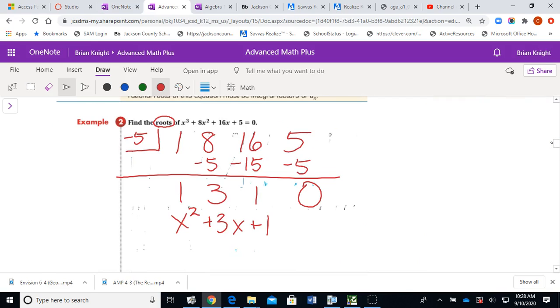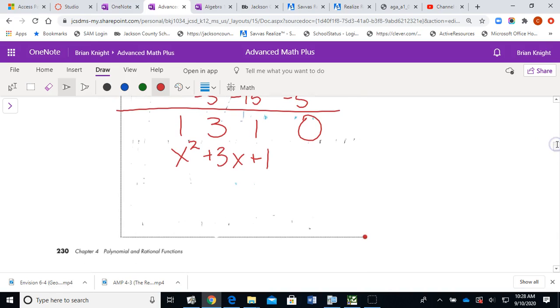So, here, can we factor that? I know one answer right now is x equals -5. We used it to find this. Can we factor this? You can't, because what are the factors of 1? Is there 2 numbers that multiply to be 1 that add up to 3? No. So how do we solve that?